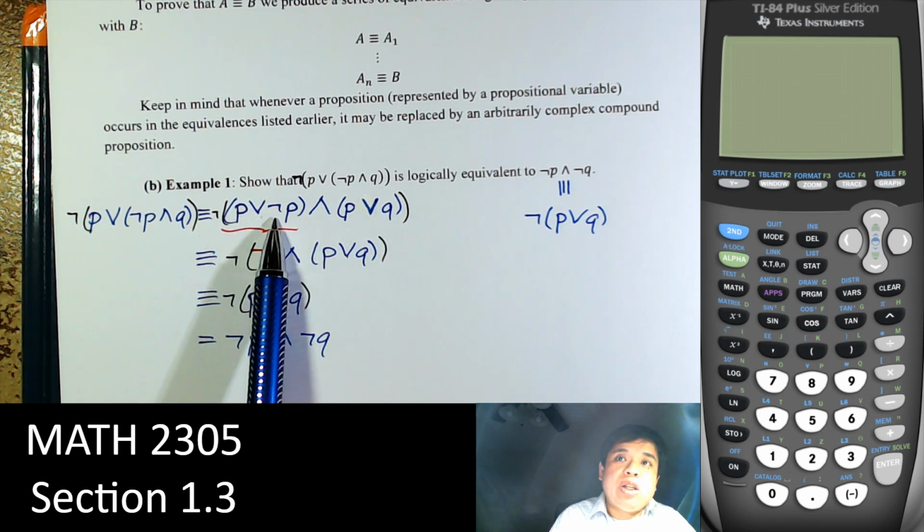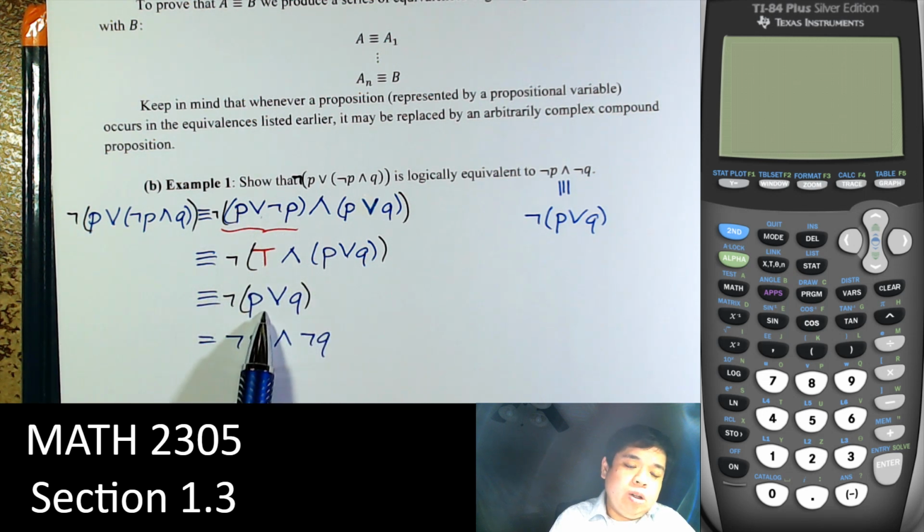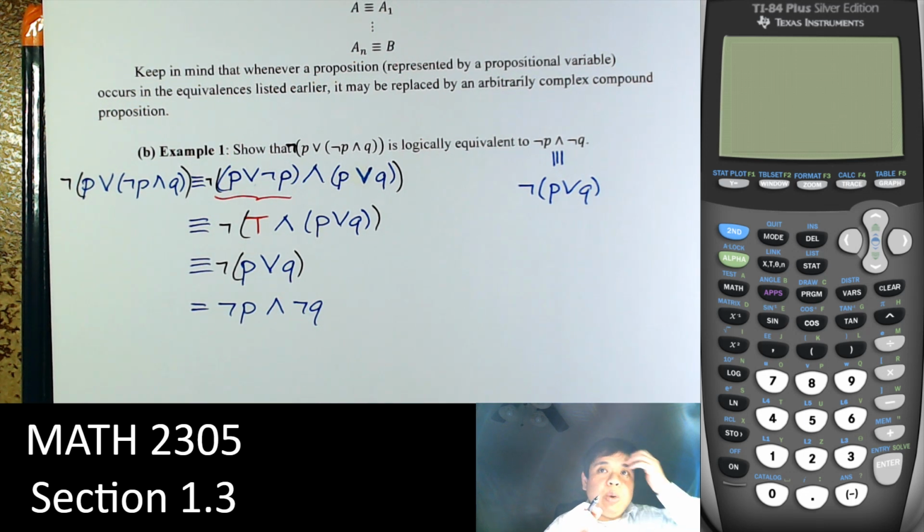Of course, if one of them is true, it's going to be true, and if both of them are true, it's true. If it's false, it's false. So the true here we don't really need. And then finally, I will turn it back into De Morgan's law. Right, like I said, you can prove it like that without using the truth table. Of course, the truth table certainly works too.